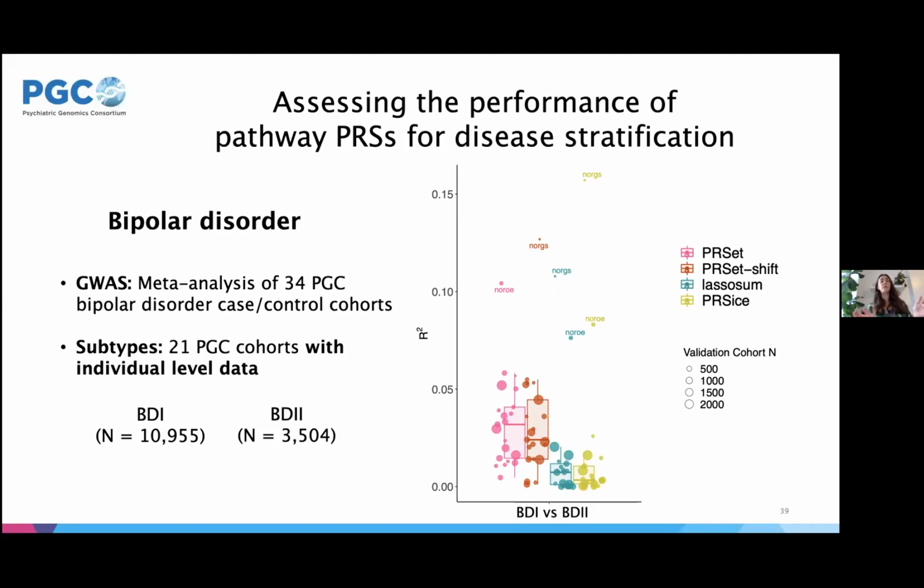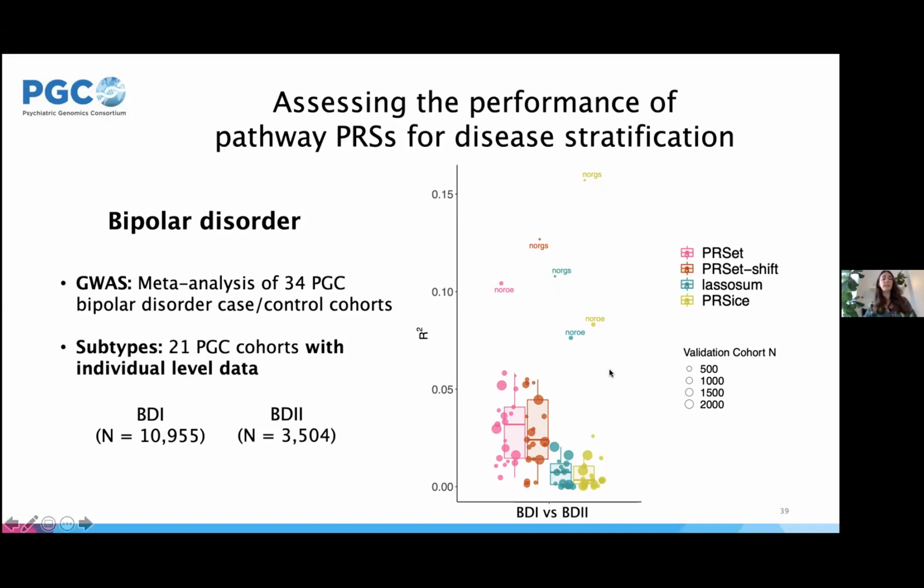So I was taking 34 bipolar disorder case control cohorts and using them as a GWAS to calculate the polygenic scores. And then for the subtypes, for our target sample, I was using 21 remaining cohorts. So my training data set will be 20 cohorts, and then I will be testing with one. And I was doing that iteratively.